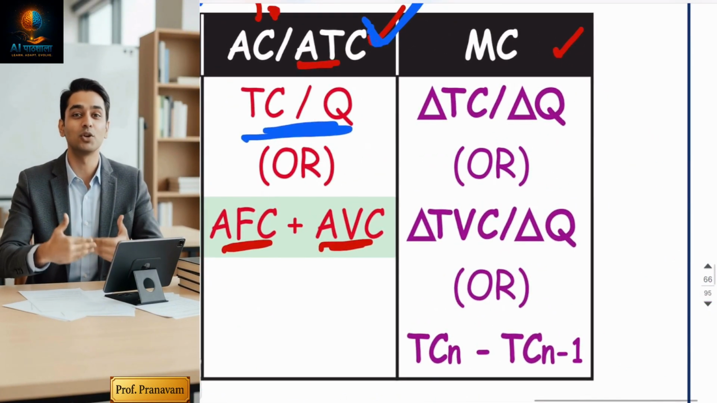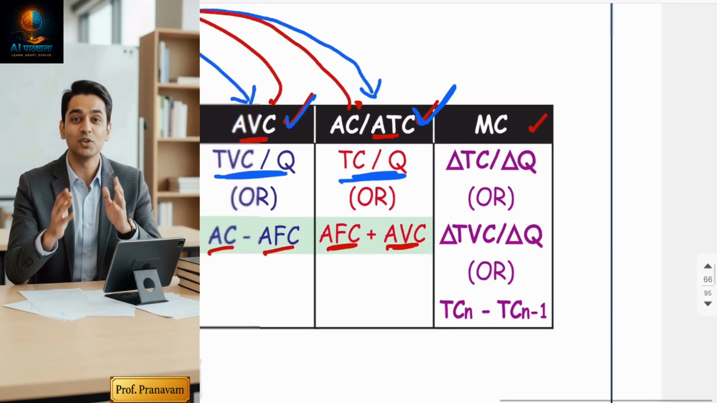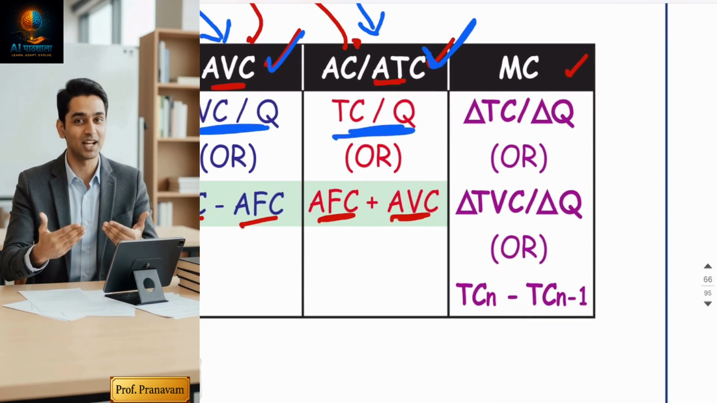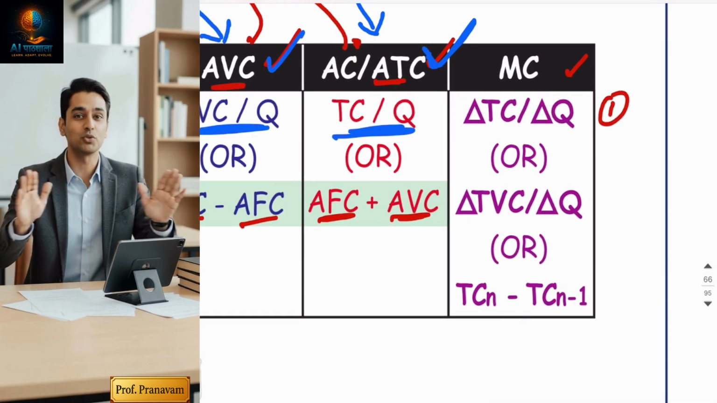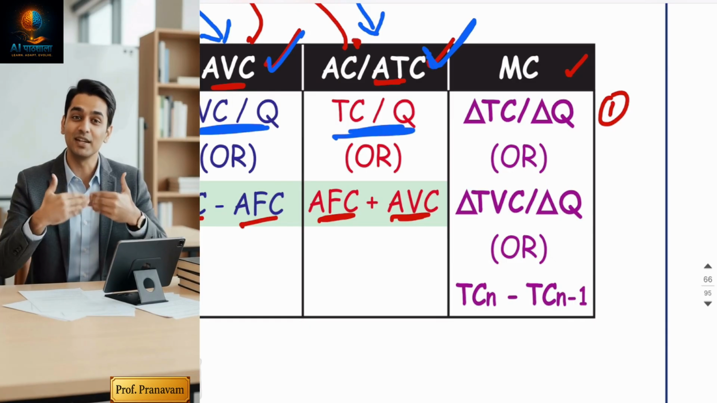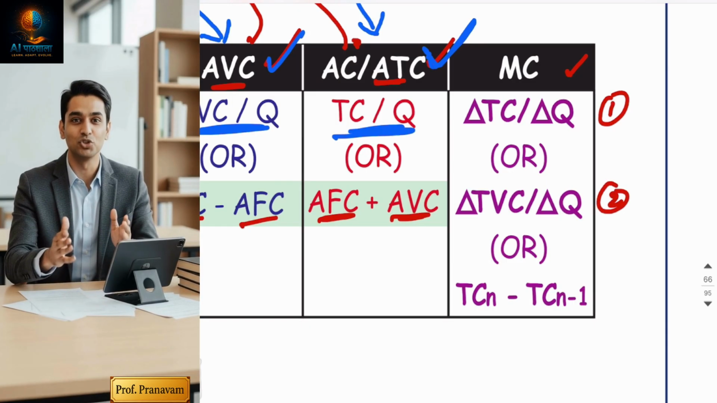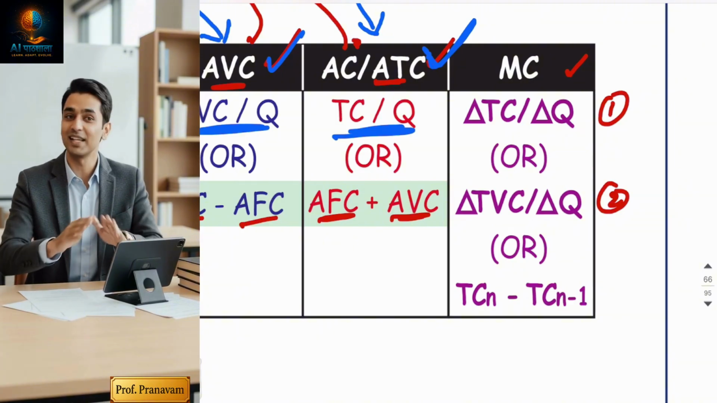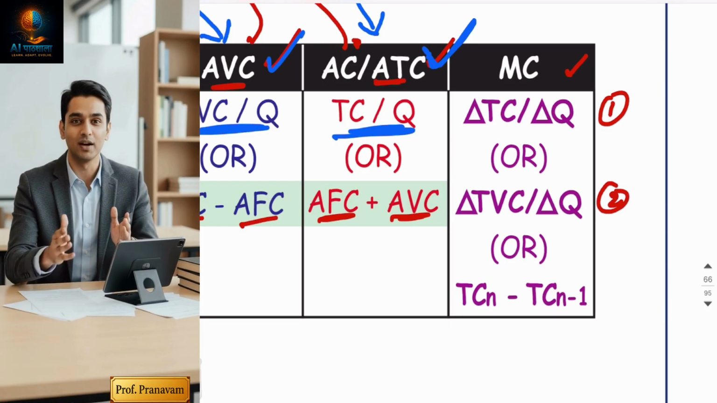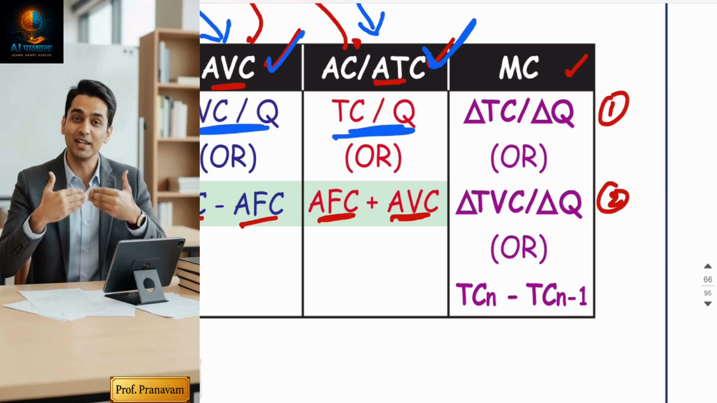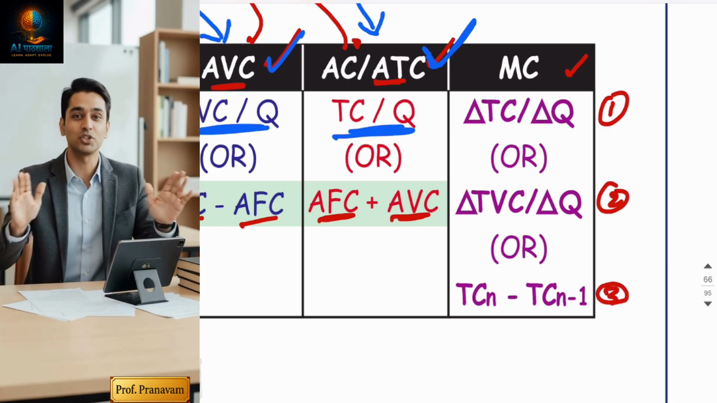Okay. Now come to the marginal cost. Very important. Marginal cost has three formulas. The first formula is change in total cost divided by change in quantity. You will get marginal cost. Second formula: if they don't give you total cost, you can consider total variable cost also. So change in total variable cost divided by change in quantity will also give the same answer, because marginal cost has been derived from variable cost only. And the third formula is TCn minus TCn minus 1.